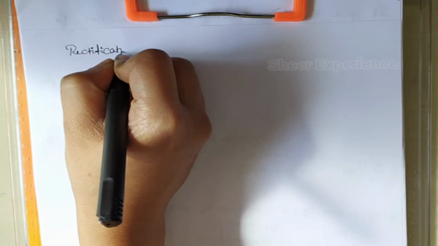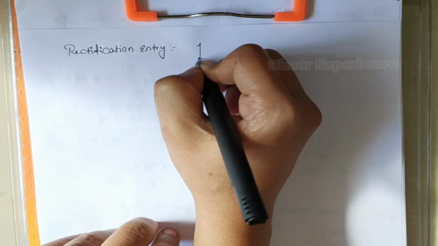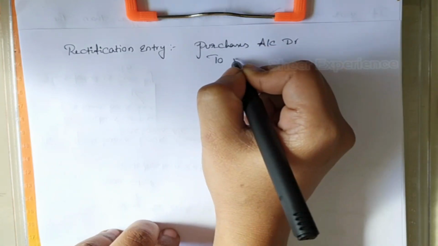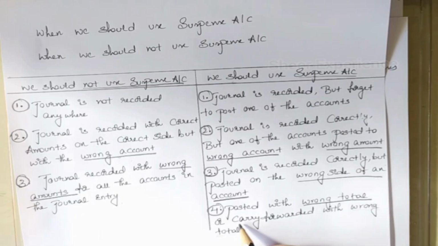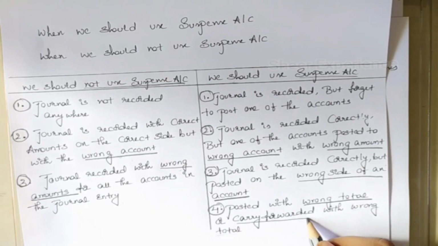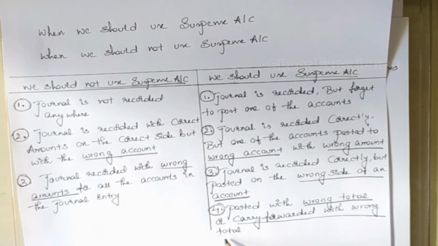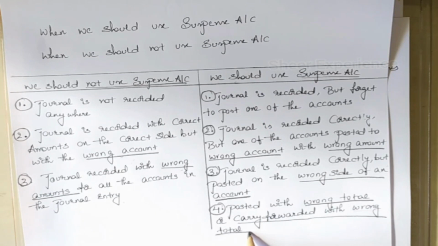So the rectification entry is purchase account debtor to suspense account. Amount is 75. Here we have made an error while carrying forward the total to ledger. So this is also considered as one-sided error. So we should use suspense account.